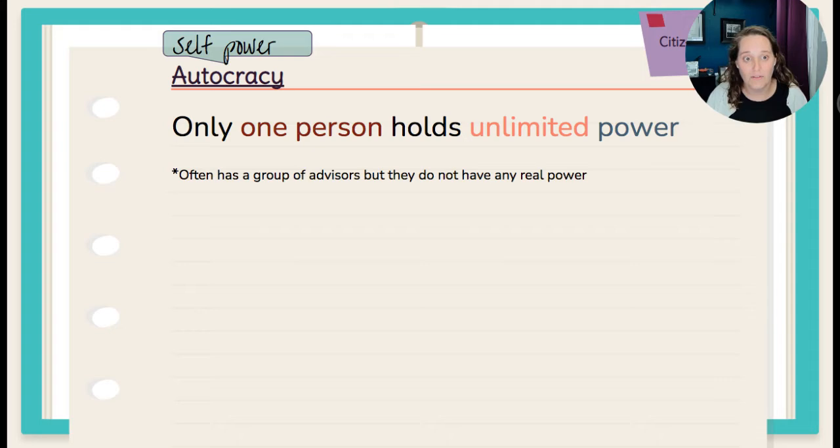The first level of citizen participation is an autocracy. In an autocracy, only one person holds unlimited power. Another term that we often hear for an autocracy is authoritarian, because there is one person who is the authority for everybody.